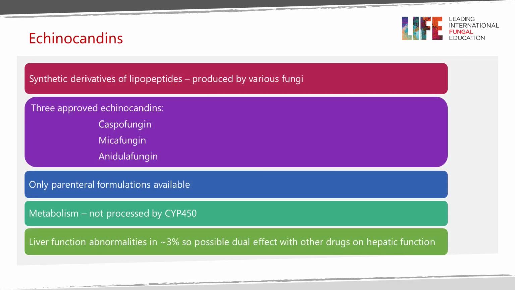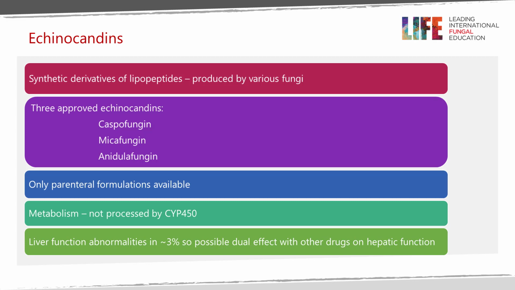Now we're going to move on to echinocandins. These are synthetic derivatives of lipopeptides which are produced by various fungi. We've got 3 approved echinocandins: caspofungin, anidulafungin and micafungin. Only parenteral formulations of these drugs are available, so no orals, only injections. And with regards to metabolism, they aren't processed by cytochrome P450, so less potential for interactions.